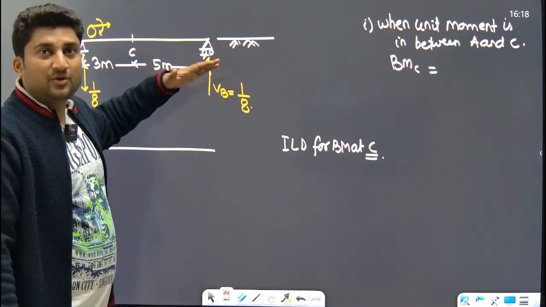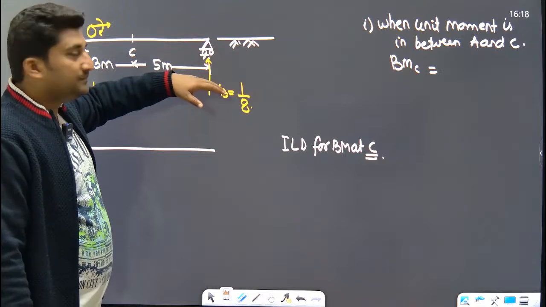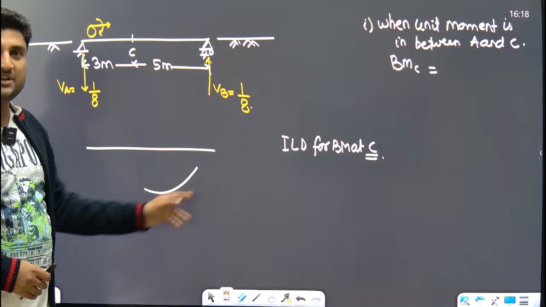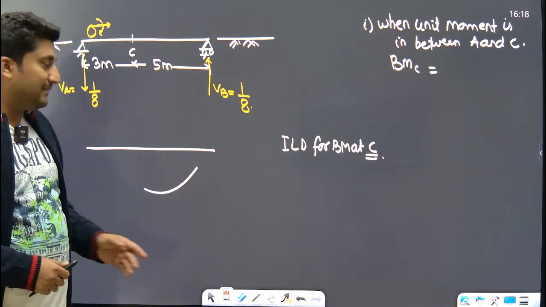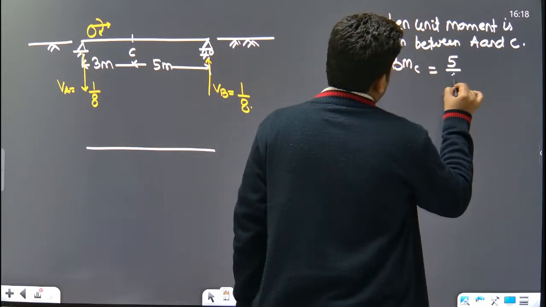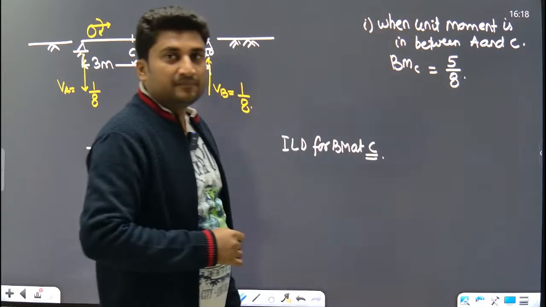And what is the magnitude? Because of this moment, this beam will rise up. So this is a sagging bending moment. So the bending moment at C is nothing but 5 upon 8. This is positive.